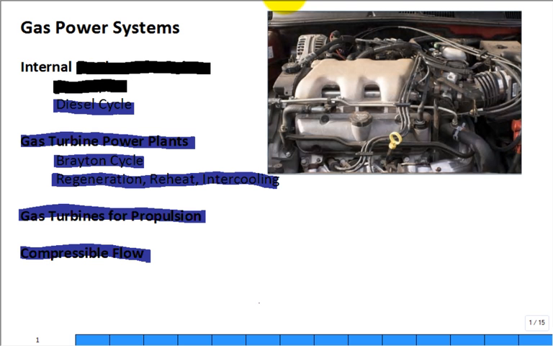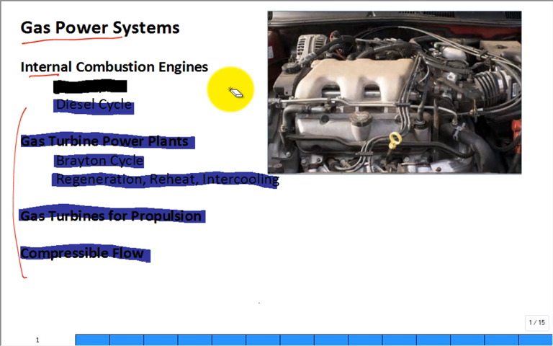So this chapter 9 is on gas power cycles or gas power systems. It's the longest chapter in the book, and so let's just jump into it. But I'm not even going to try and summarize where we're going to go. Let's just say for right now we're going to study internal combustion engines.